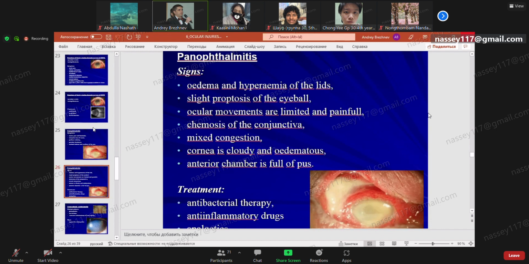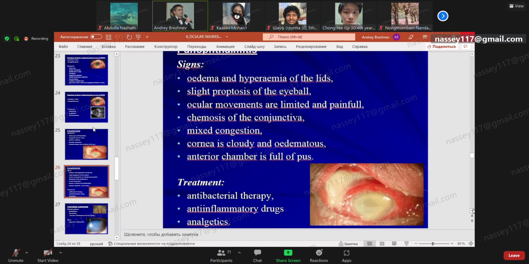Treatment. Intensive antibacterial therapy, broad spectrum antibiotics in all forms, anti-inflammatory drugs, and analgesics to relieve pain. Evisceration. The operation of evisceration should be performed to avoid the risk of intracranial dissemination of infection. Evisceration means we remove all the contents of the eyeball, but leave in the orbit the outer coat of the eyeball. Also a very difficult surgery.